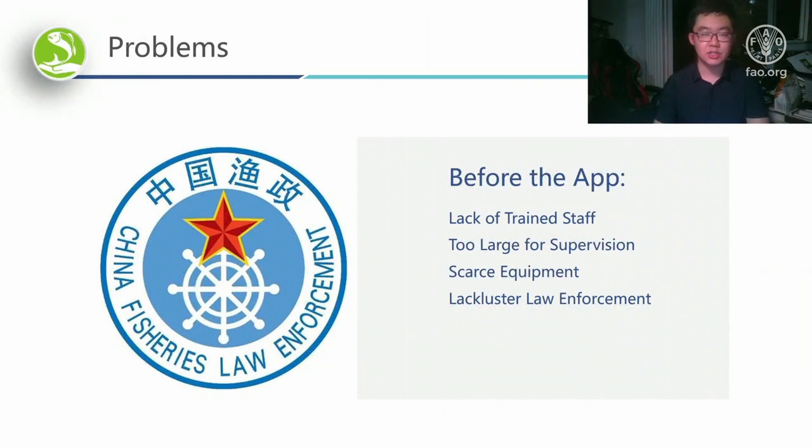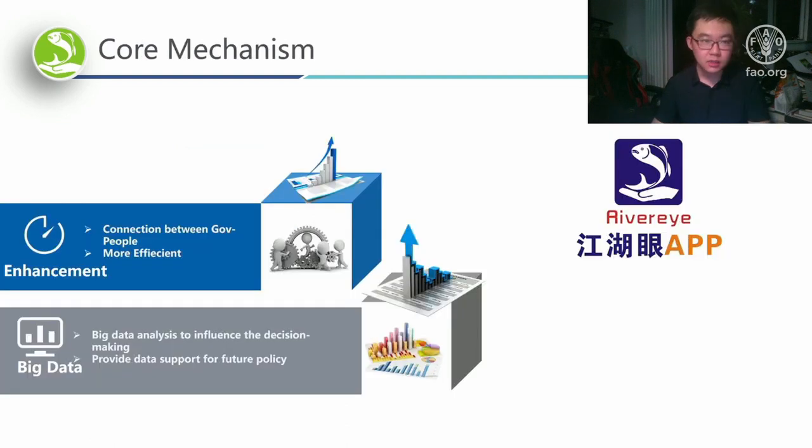Even though plenty of legislation about water protection just came out, there are still plenty of problems when it comes to law enforcement. We lack trained staff. We don't have that many river chiefs, and the areas in China are too large for overall supervision. We have scarce equipment for radar and searching for illegal electric fishers. And we have lackluster law enforcement because water areas are hard to patrol. But those are the problems from before this app came out.